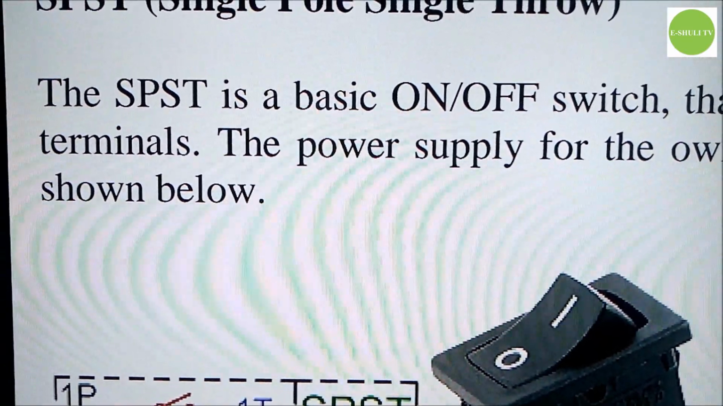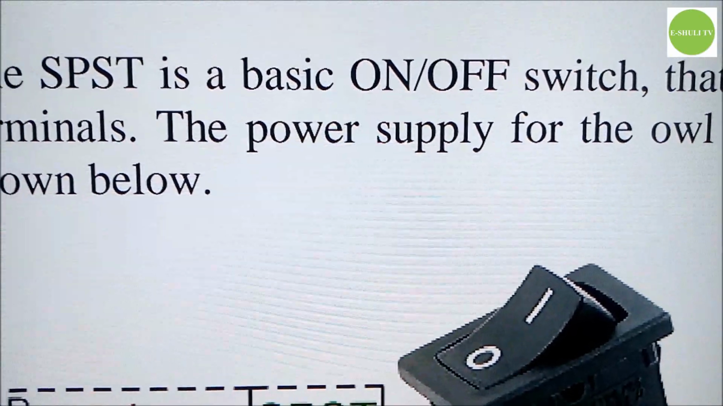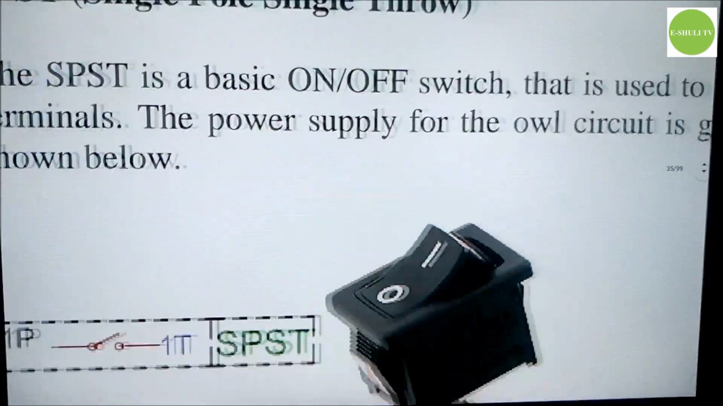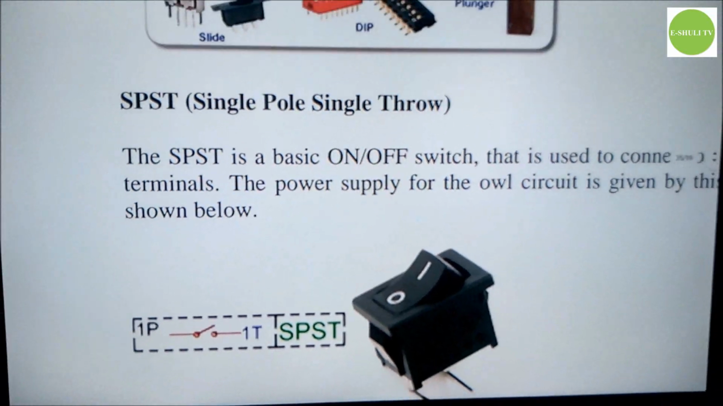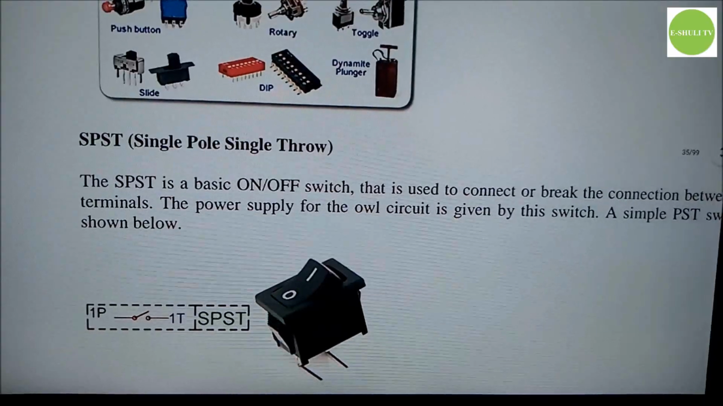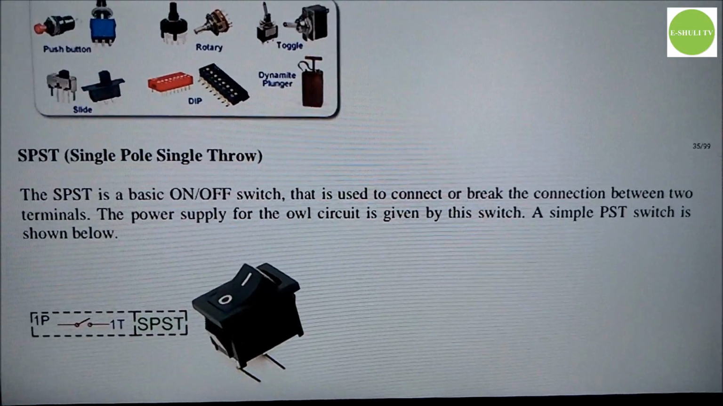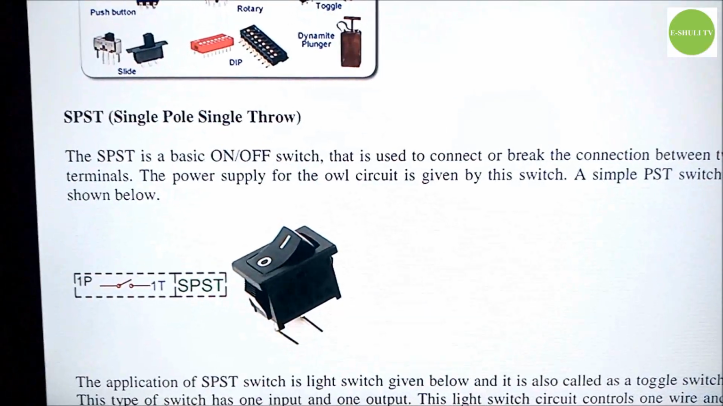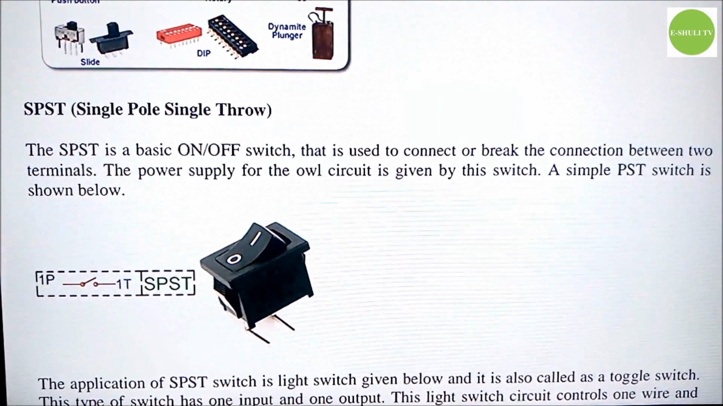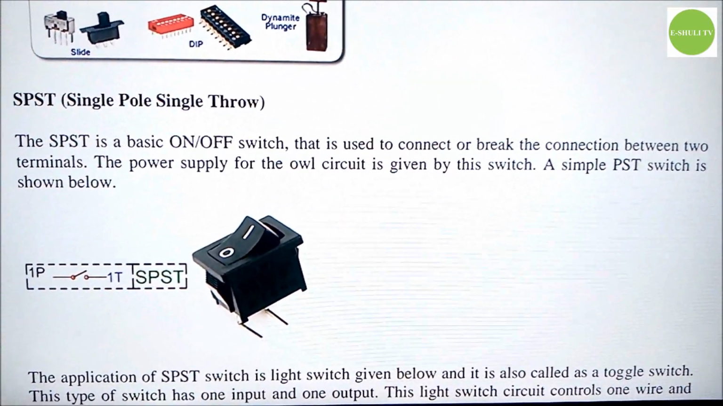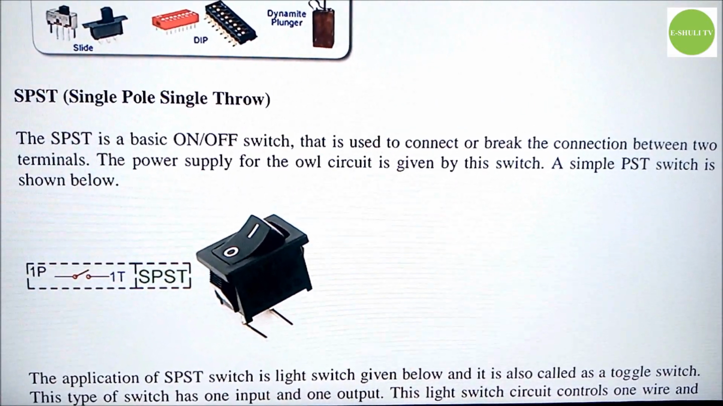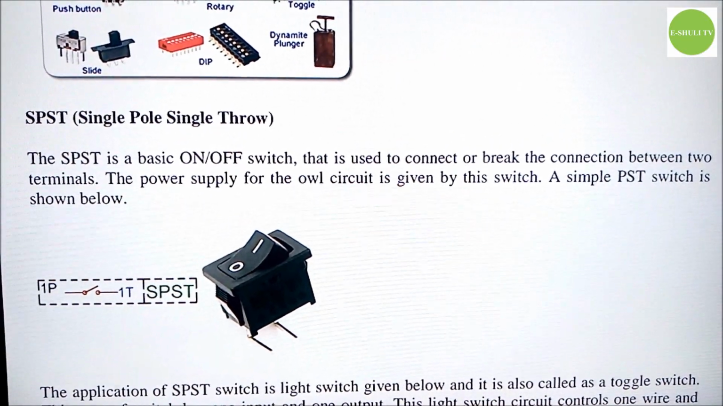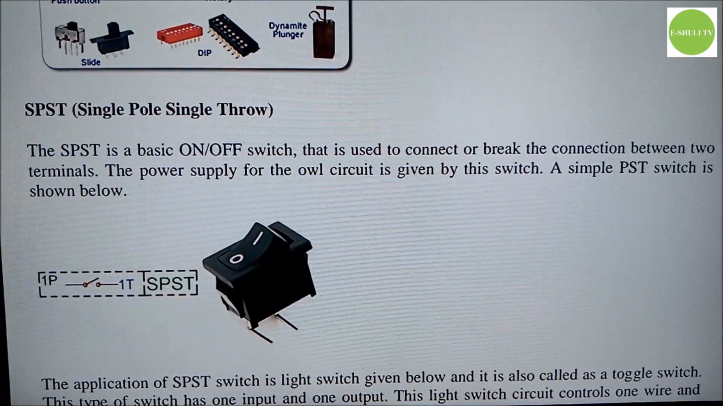Single pole single through. The single pole single through is a basic on-off switch used to connect or break the connection between 2 terminals. The power supply for the whole circuit is given by this switch. A simple pole switch is shown below.